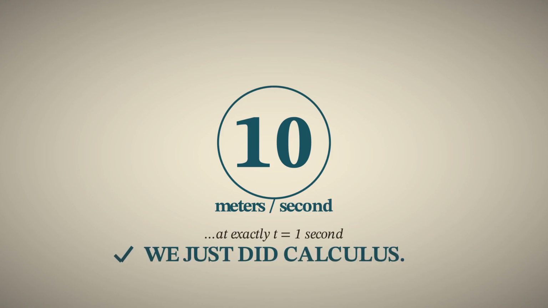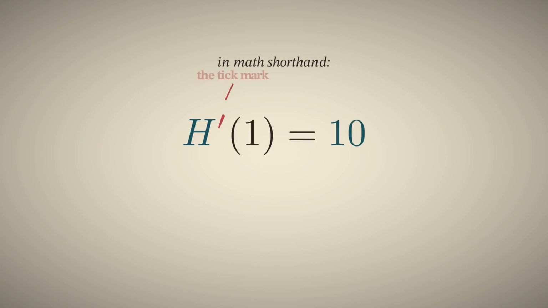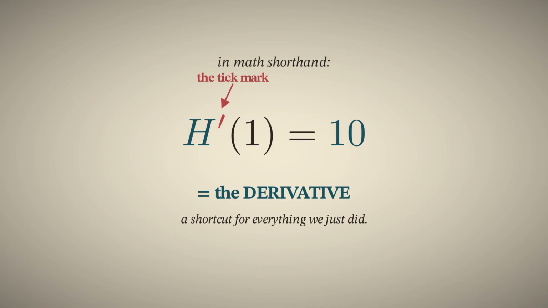We just did calculus. That's it. We took an impossible question, speed at a single instant, and we answered it. In math shorthand, this gets written as h prime of 1 equals 10. That little tick mark next to the h just means the derivative of. It's a shortcut for everything we just did. Don't be scared of it. You already know what it means.